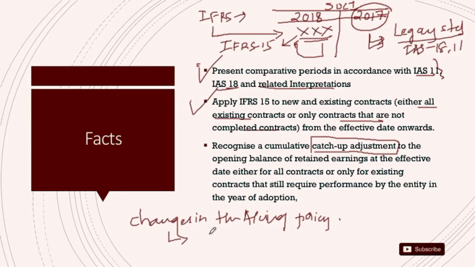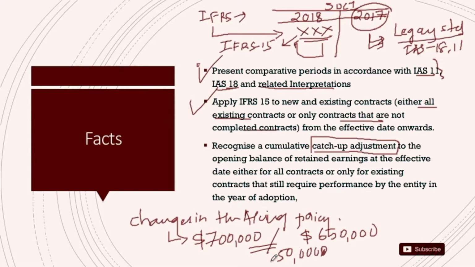Suppose the amount that should have been recorded is 700,000, but the amount recorded is 650,000. There is a difference of $50,000 between 700,000 and 650,000. So this is what we call a catch-up adjustment.